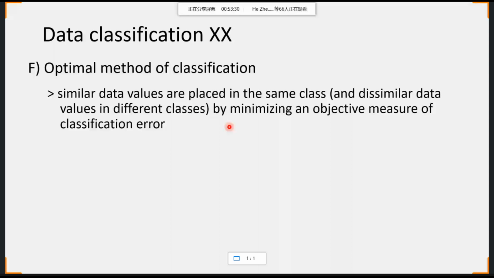And to get rid of this problem, to solve that problem, in this method now, an objective measure of classification error is introduced. Therefore, we need more computation, but at the end, it's more objective. But the basic idea is the same: dissimilar data values in different classes and similar data values in the same class.